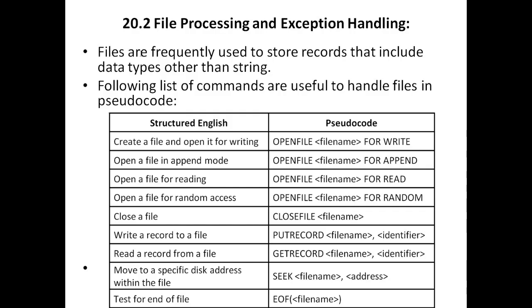If you want to move to a specific disk address within the file, then you write SEEK, file name, comma, address. For example, line 15, line 192 or whatever. If you want to test for end of file, then you write EOF and give the file name in brackets. If it is the end of file, it will return true, otherwise it will return false.